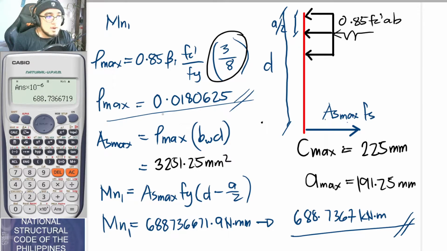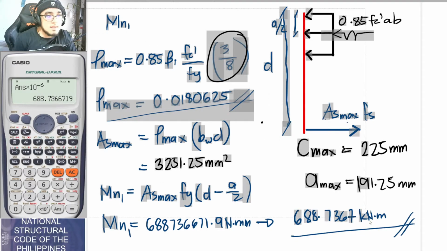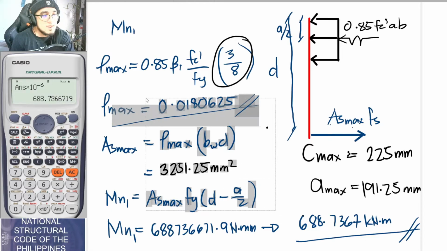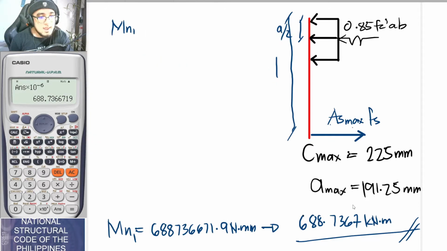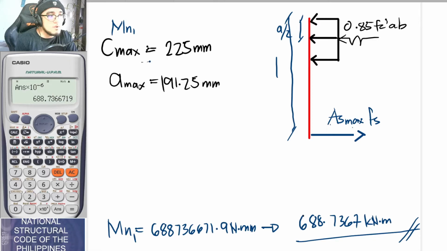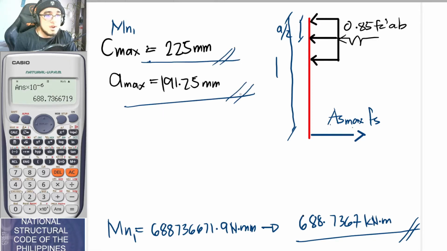So that is one way of solving for your MN1. And we can actually solve for MN1 without using our As max here. From the start, just solve for C max already. So for example, you did not solve for all of this just yet. I will just be copying this once again to the next slide. So remember, our answer there is 688.7367. The first thing that you can do is solve for C max and A max, which I already did.